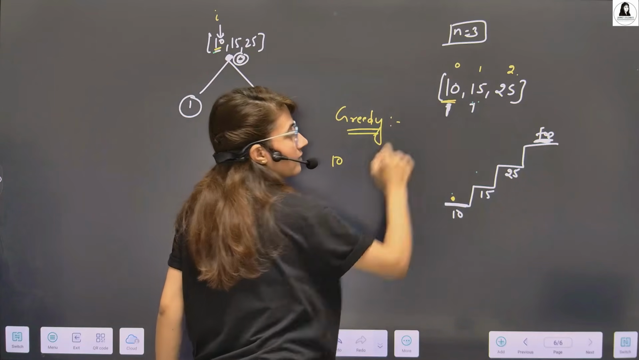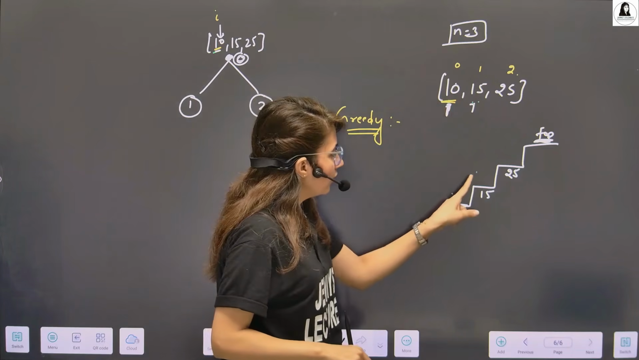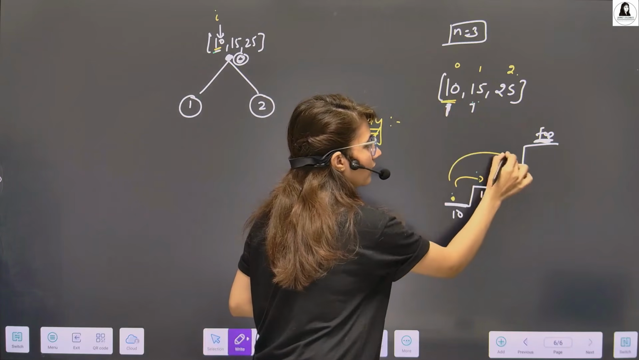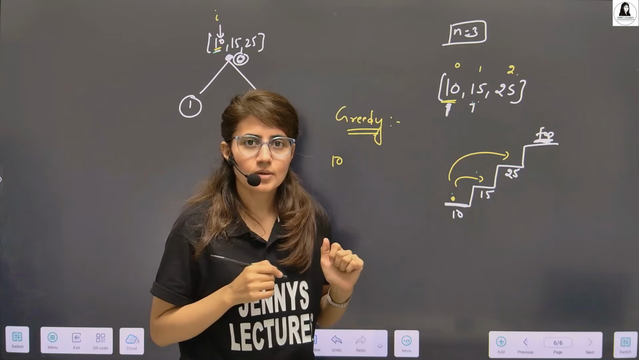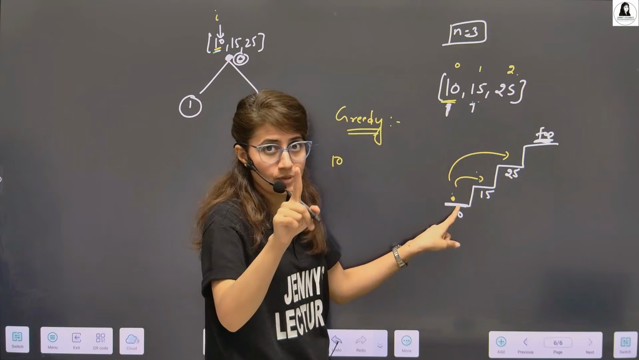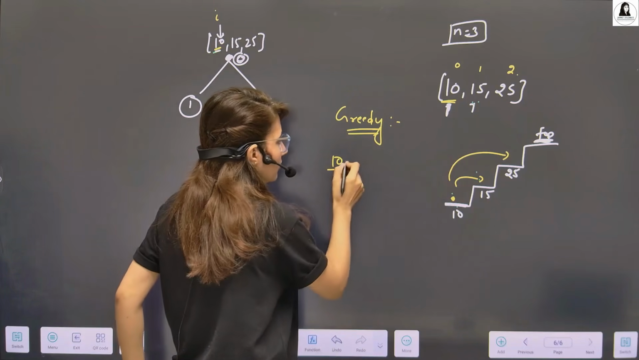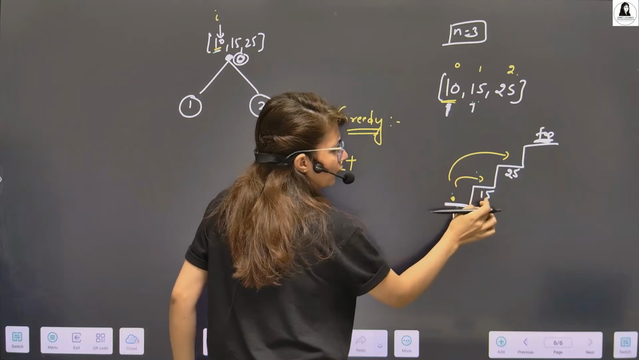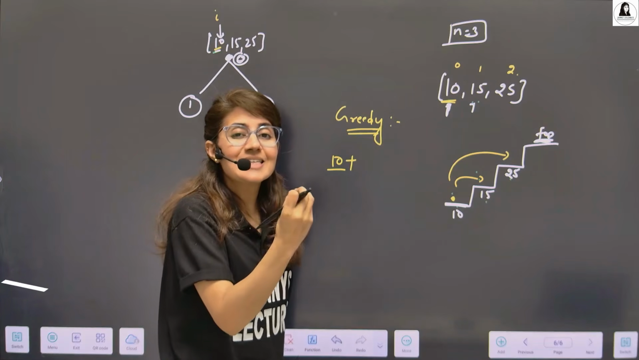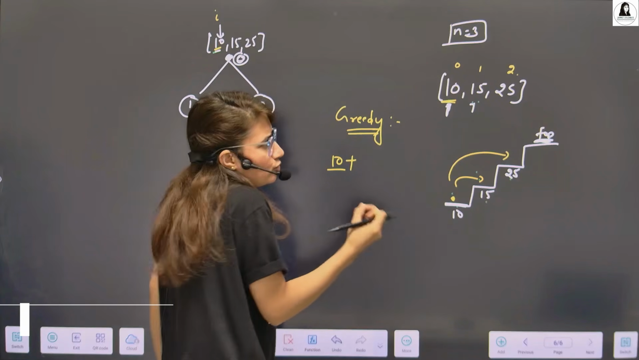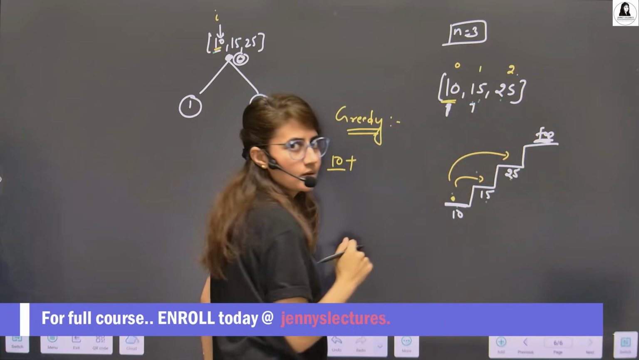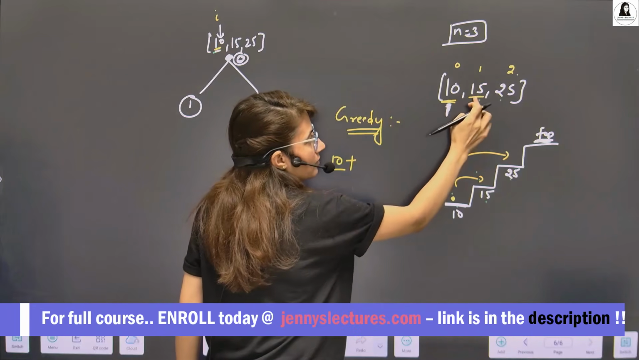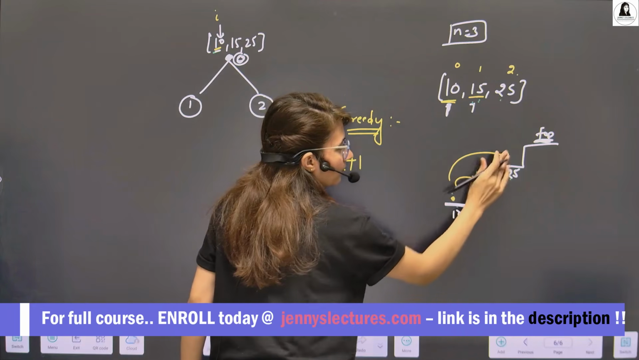Now after 10, either you can go here, here, or here. You can take one step or two step. But before jumping, you have to pay 10 rupees. That's for sure. So you paid 10 rupees plus. Now you can go here or here. Now what is the next minimum? Because I'm greedy, I'll choose the next minimum. Next minimum is 15. So I'll go here.